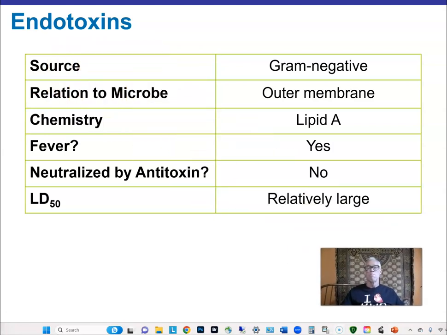Again, endotoxin, very large LD50. It takes a lot more endotoxin to kill, but yet there's a lot of bacteria presumably in the infection, so it can be produced that way.